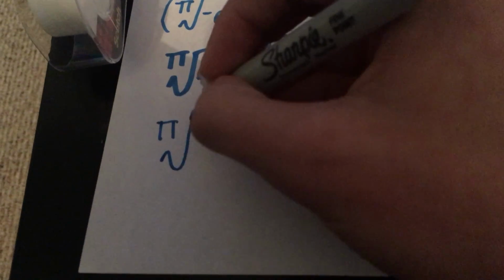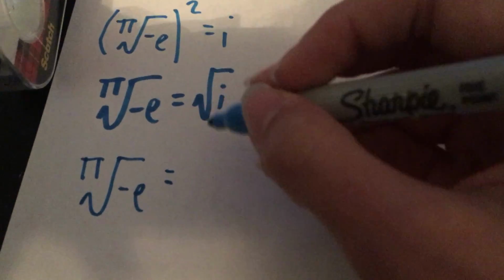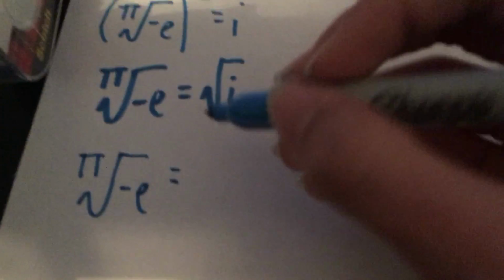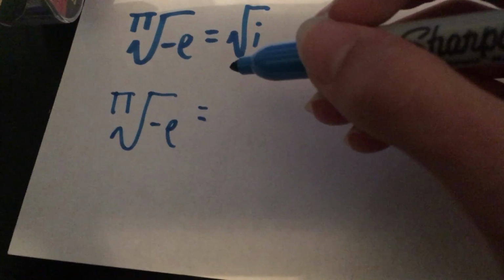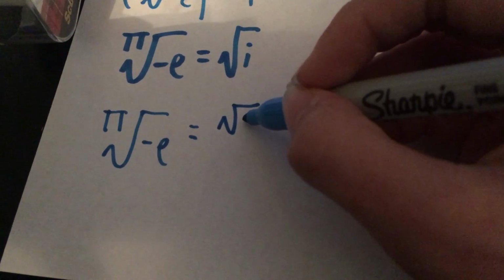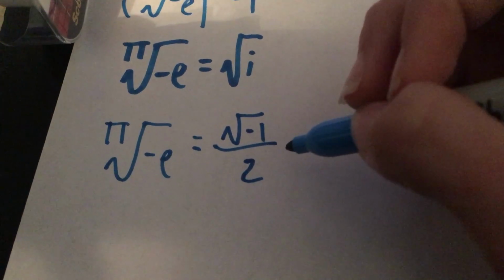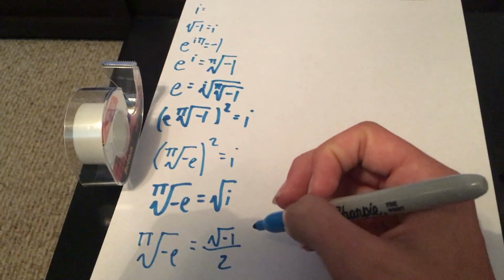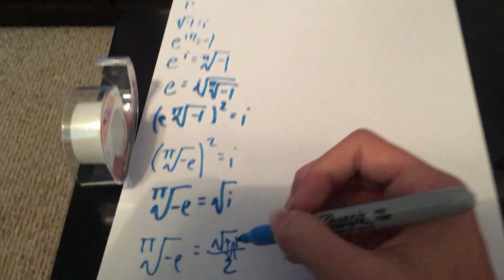Okay, so we could write that as the pi-th root of -e equals, well, what's the square root of i? The square root of the square root of -1. I think we could also just write that as that. You know what? I ain't gonna do this. No, I am not doing this.